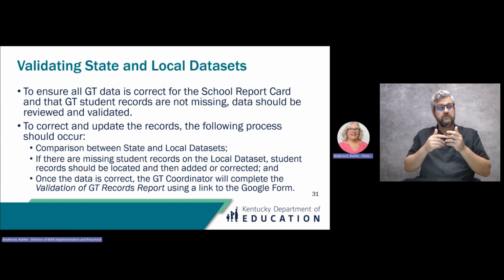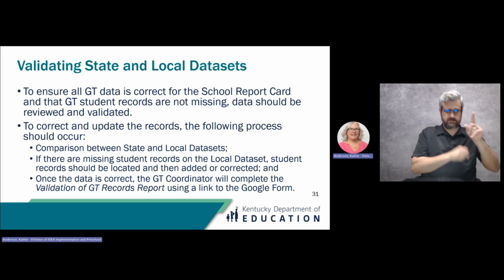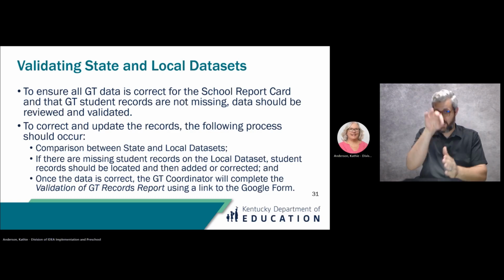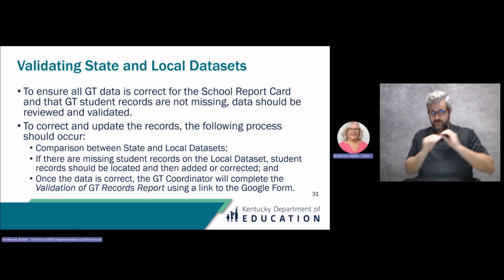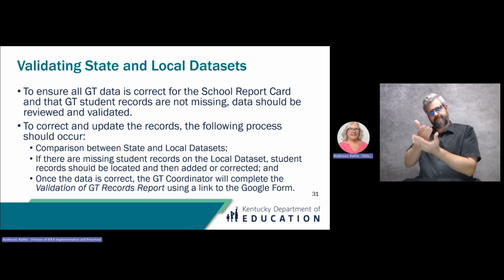There should be a comparison of records between state and local data sets. And if there are any missing student records on the local data set or the state data set, these student records should be located and then added or corrected. And once the data is correct, the GT coordinator will complete the validation of GT records report using a link to the Google form.